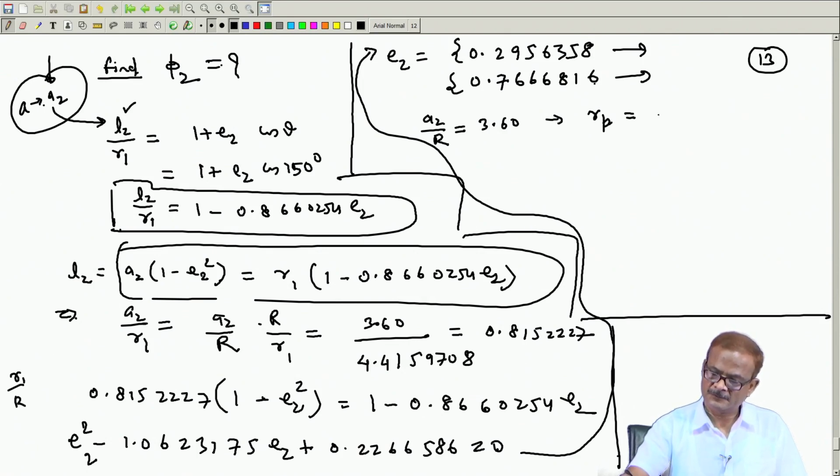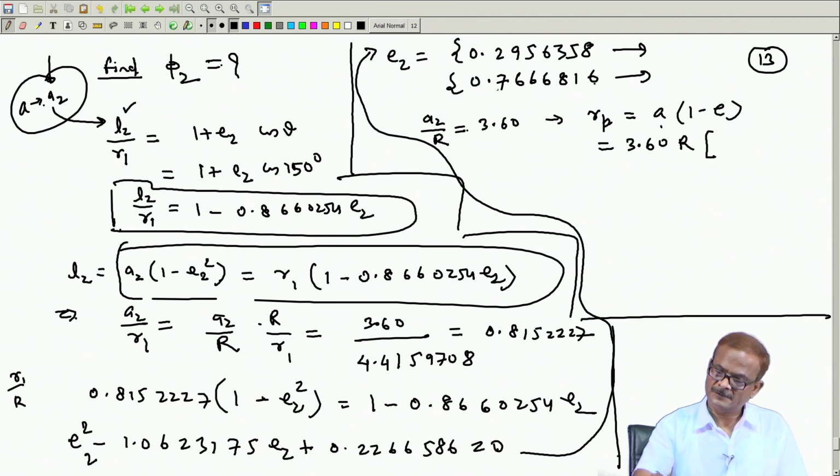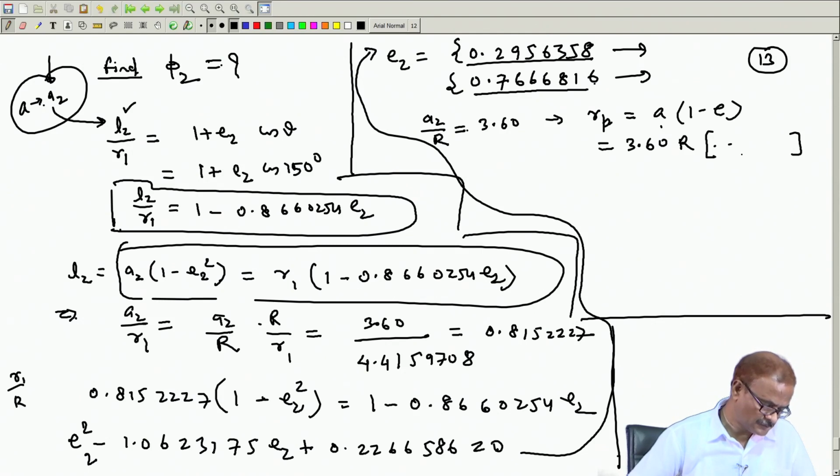So, R p equal to A times 1 minus E, this equation we can utilize. Here A in this case is 3.60 times R, and depending on which value we use, you can see what the periapsis value will be. So, we need to compute this.